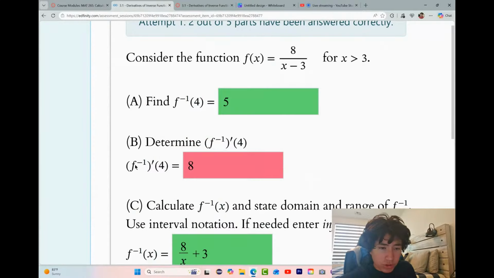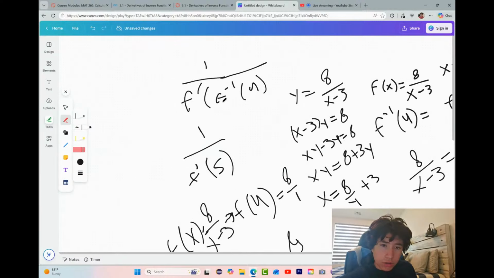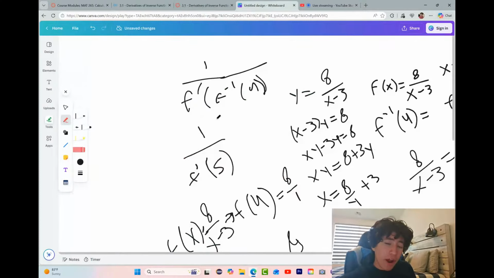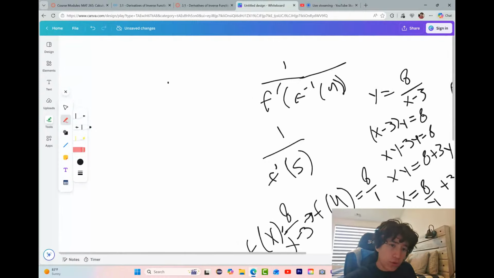Wait, hold on. What was wrong? Oh, the derivative. I see. So we know that this is 5, right? 5. So f prime of 5. So f prime of 5. So we know that f of x equals 8.